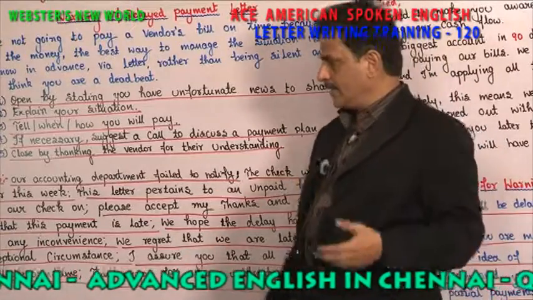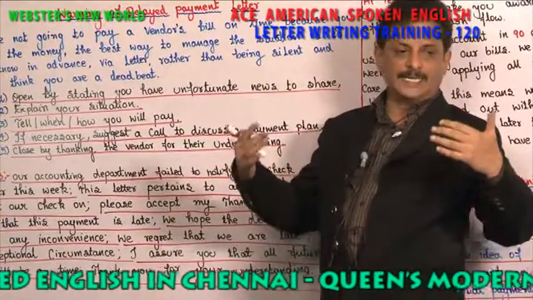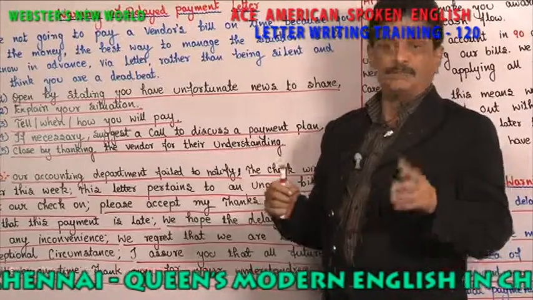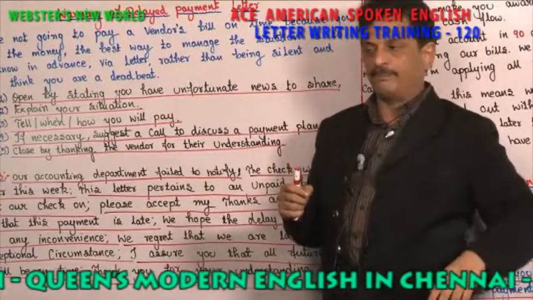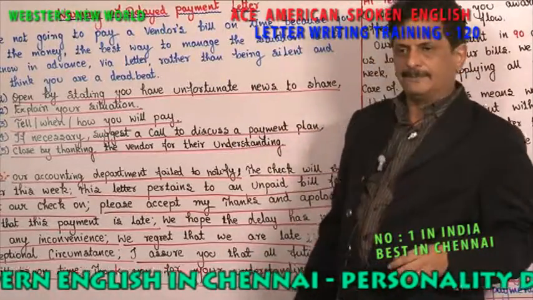Even in bank EMIs, you buy a car, you buy a house, so you have to pay an equal monthly installment. You are unable to pay, so you write a letter: this particular month I am unable to pay, next month I will pay. So, warning of a delayed payment letter.